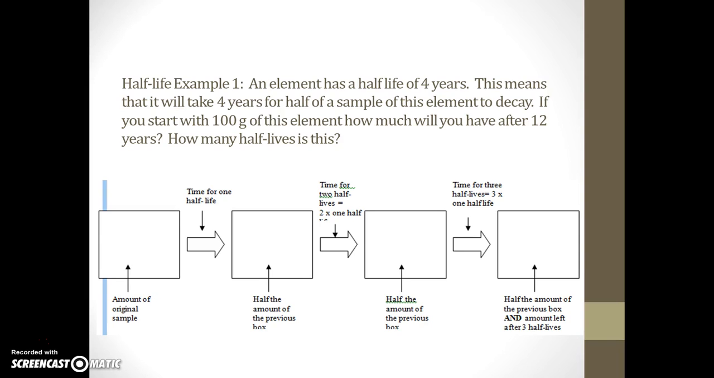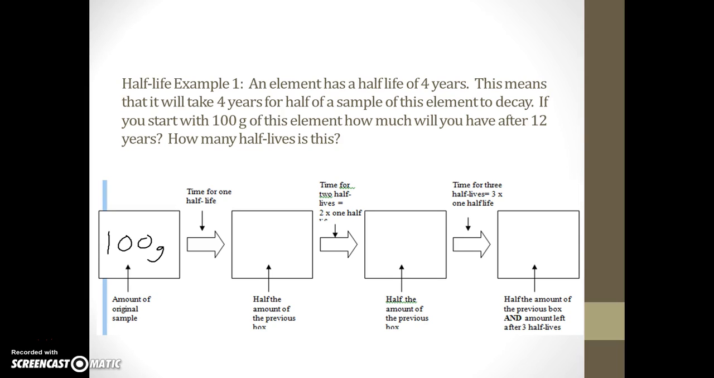How many half-lives is this? It's asking us two different questions: how much we're going to have after 12 years, and how many half-lives it goes through. So when we're using our box and arrow method, we're going to draw our first box. We're going to write in the amount that we start with. In this case, it is 100 grams. So I'm going to write 100 grams in our first box.